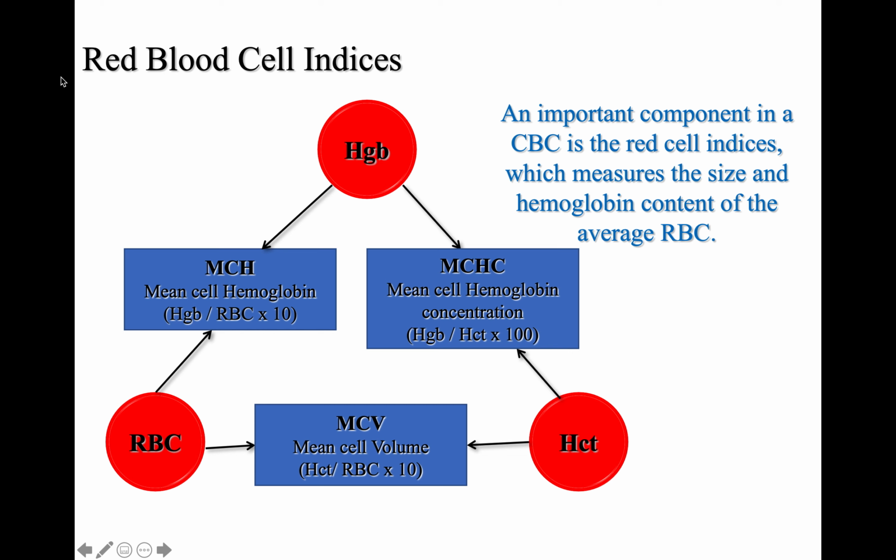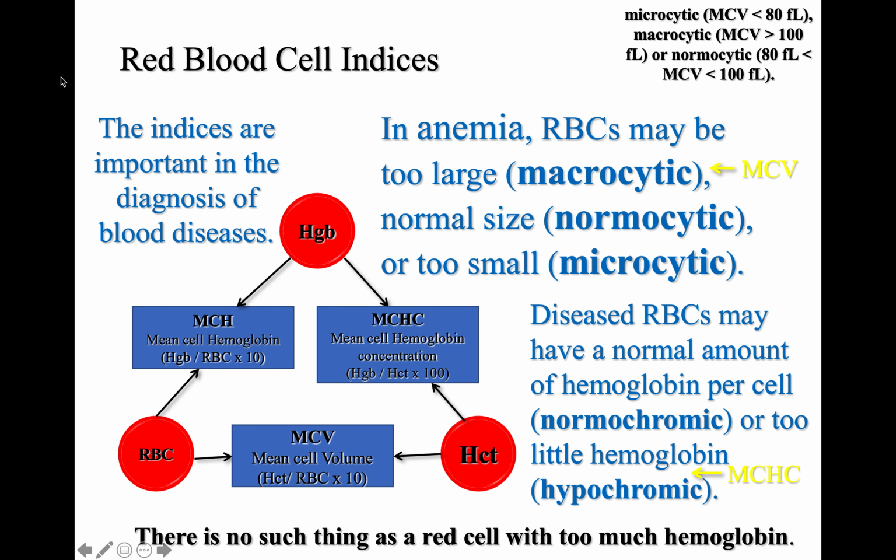It's basically part of the size of the red cell. MCH is the amount of the hemoglobin in the red blood cell, and MCHC measures the amount of hemoglobin in the average red blood cell, but it also has to do with the percentage of hematocrit that's accompanying that. And of course, these are very, very important in diagnosing blood diseases.